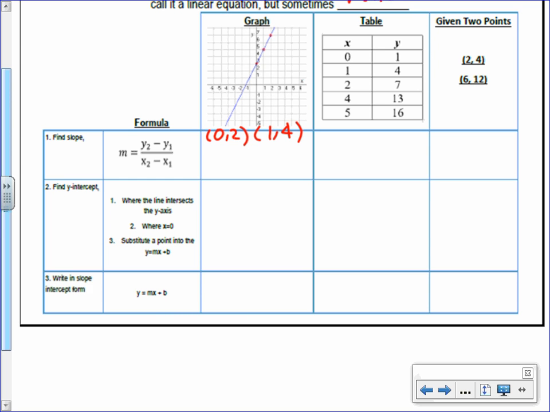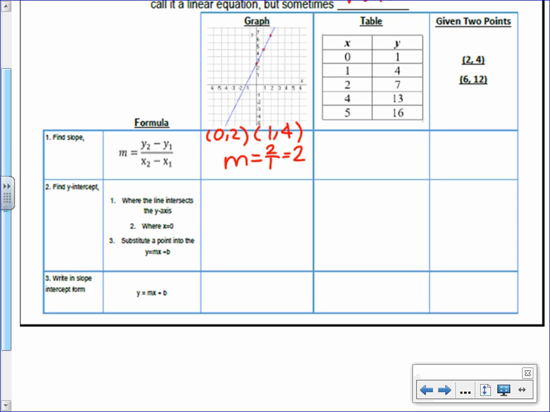All right. Hale, what'd you get for slope? 2. 2 over 1. Or just 2. Perfect. Questions on how we got that? Everybody good? Everyone's good on slope.